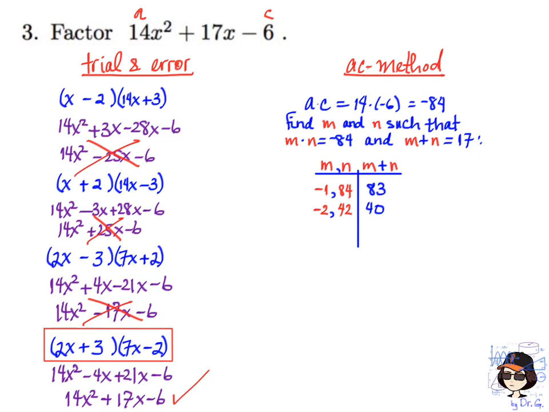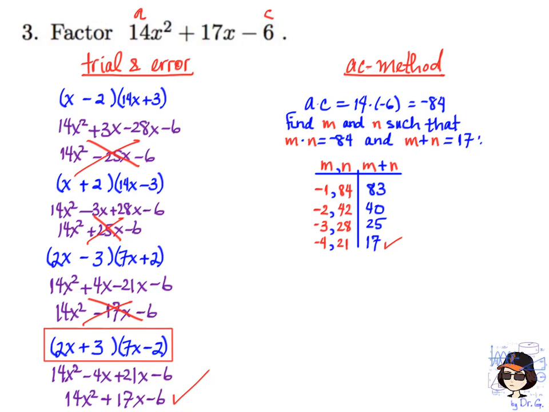The next one, does 3 go into 84? You can check. Yes, 3 will go into it. So let's try negative 3 times 28. When we add those two numbers together, we get positive 25. We're getting closer to 17. So the next one, let's try negative 4 times positive 21. Those two multiply together to be negative 84. And when we add them, we do get positive 17. So we've arrived at the right pair. The pair, M and N, is negative 4 and 21.